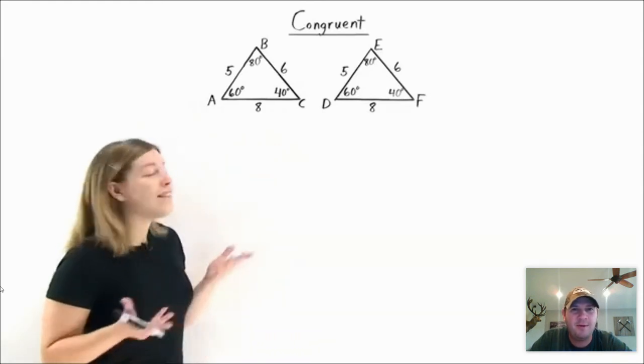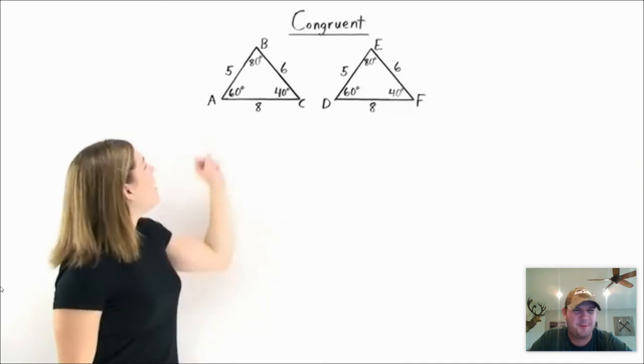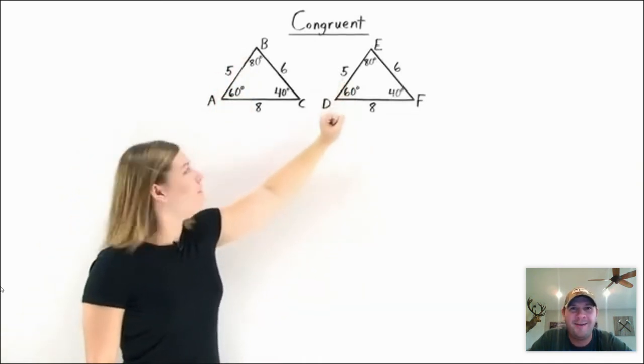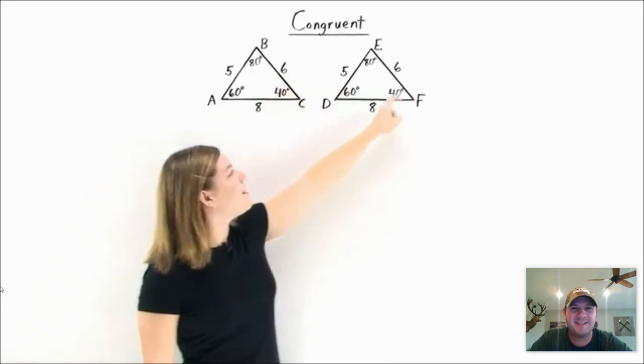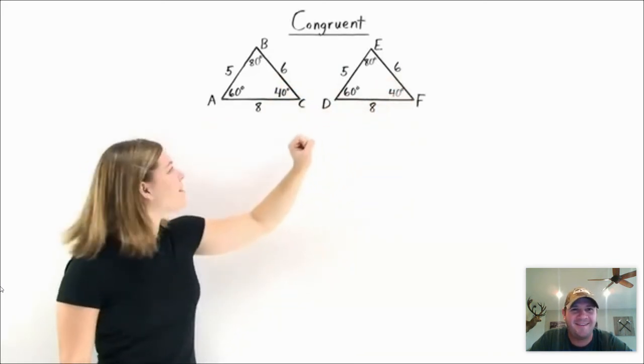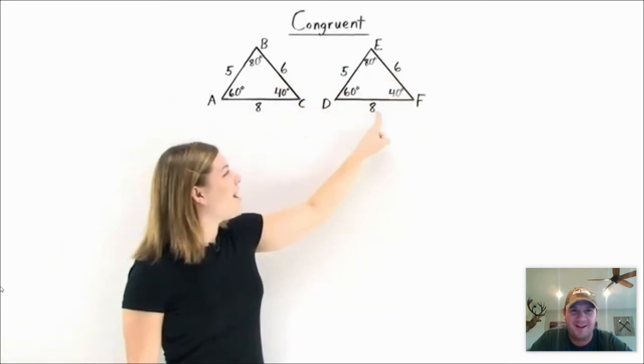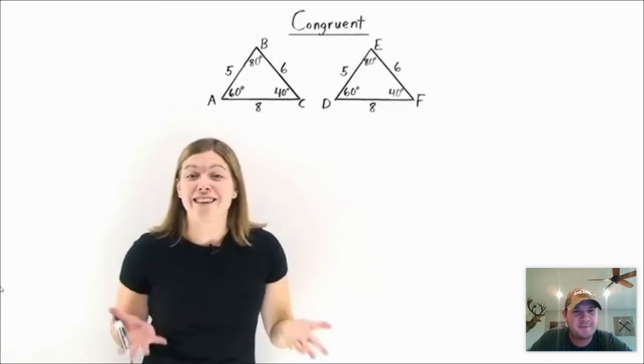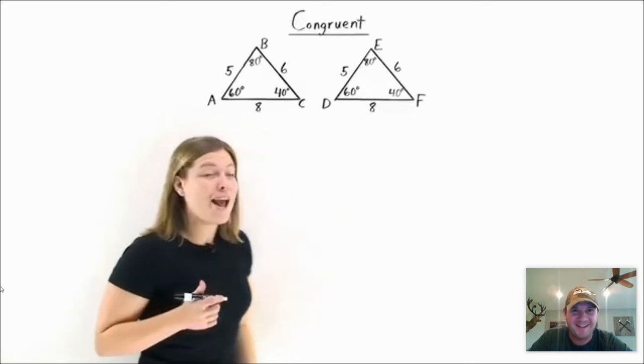And same thing goes with the sides. Here, this side has a length of 5, and this side has a length of 5. This side has a length of 6, and this side has a length of 6. This side has a length of 8, and this side has a length of 8. And these triangles are exactly the same, except for their names.